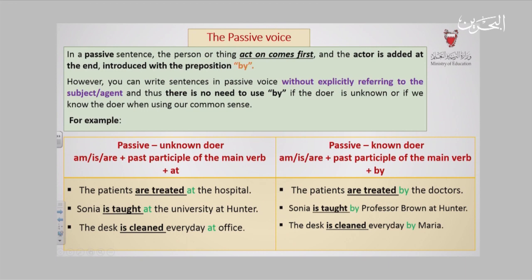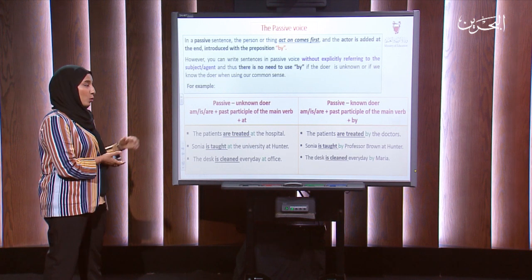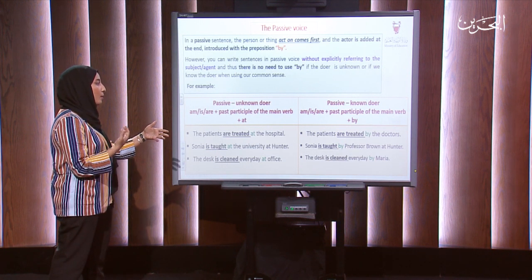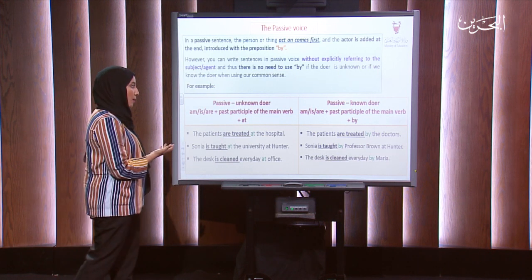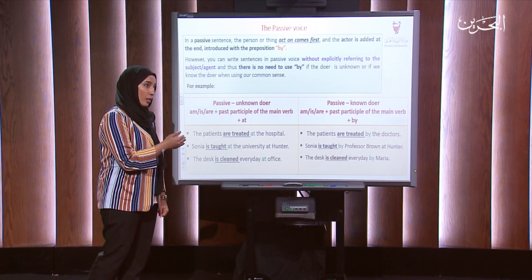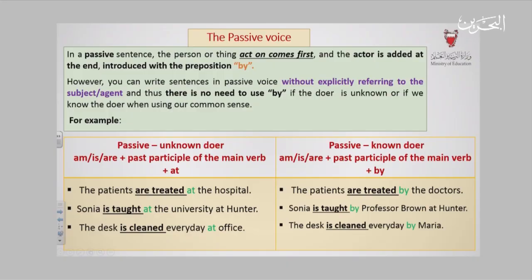For example, the patients are treated at the hospital. So the answer here of the known doers is common sense. Usually the answer would be doctors or nurses. But if I want to be more specific and precise, I use by. So the patients are treated by the doctors. I specified that it's the doctors, not the nurses. Similarly come the other examples.